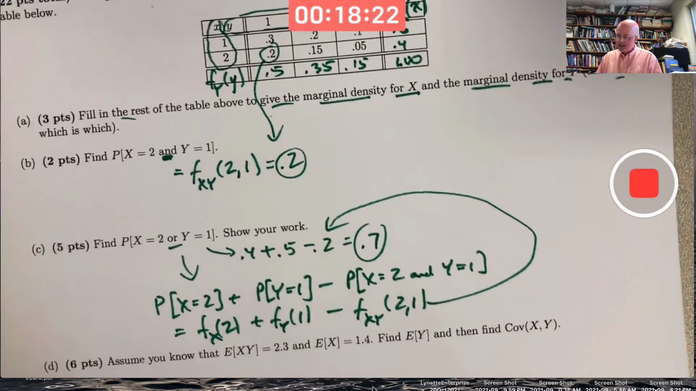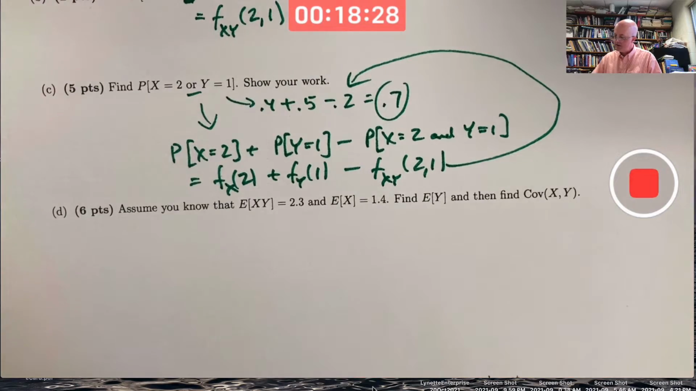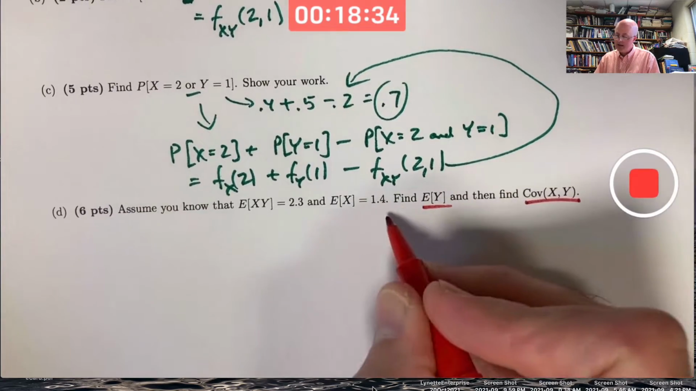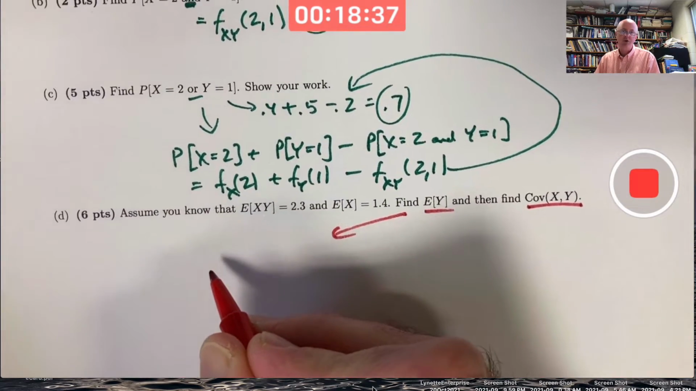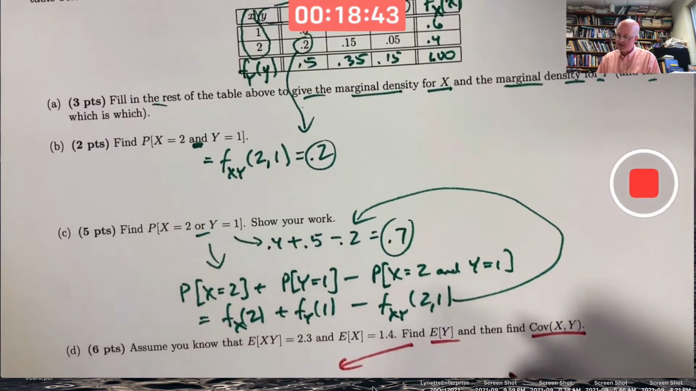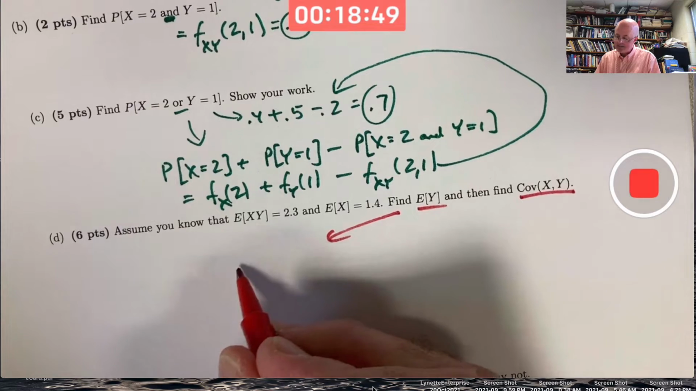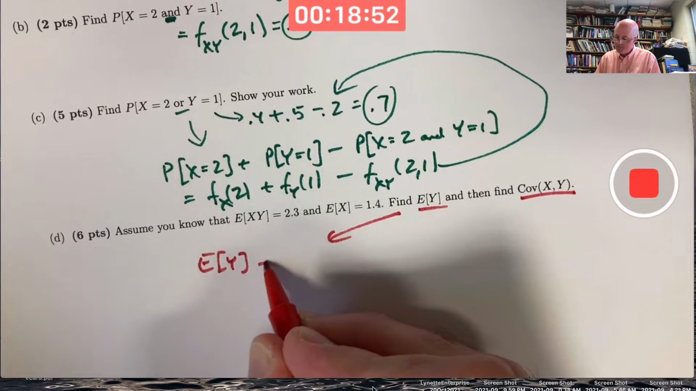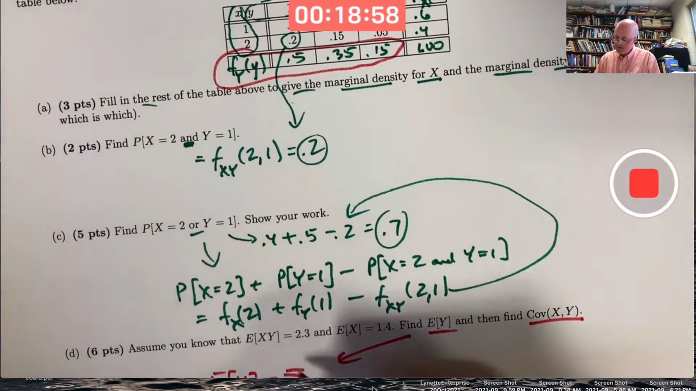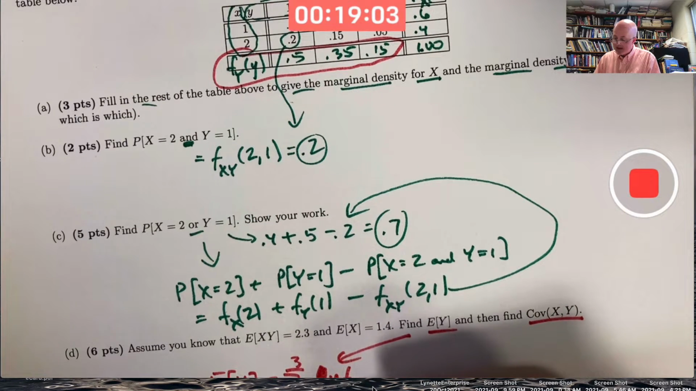Part D, assume you know that the expected value of x times y is 2.3, the expected value of x is 1.4. The goal is to find the expected value of y and then find what's called the covariance of x and y. The expected value of y can be written in terms of the joint density if you like, as a double sum, but it's easier once you've got the marginal density for y to write it as the sum over all values of y. In this case, y goes from 1 to 3 of y times the PMF values.